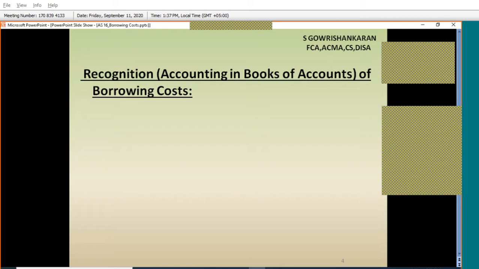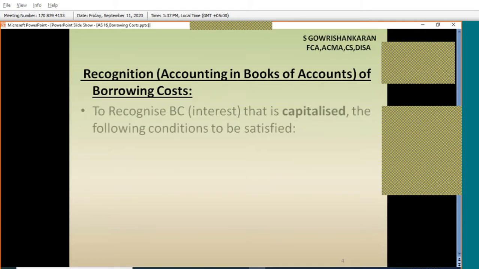So whether I should recognize, whether I should treat that borrowing cost in my books of account, there are some conditions. What are the conditions? To recognize BC, BC means borrowing cost, in brackets like interest, for your understanding I mentioned interest, that is capitalized. See, the whole exercise is for capitalization of interest only. We know the other accounting treatments already, but capitalization of interest only we are focusing on now. To recognize BC interest that is capitalized, the following conditions are to be satisfied.